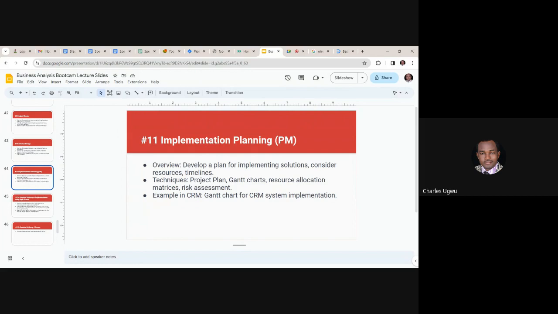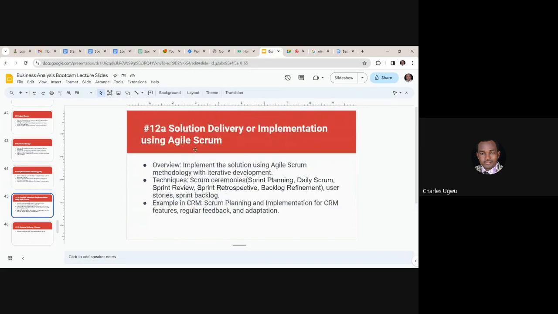So this is what implementation planning is. This is the duty of a project manager. So when the solution is designed and planned, the next thing is solution delivery, to deliver or implement the solution. In most cases these days, we don't use conventional project management in project delivery. Now we are using what we call agile project management or agile scrum for project delivery.